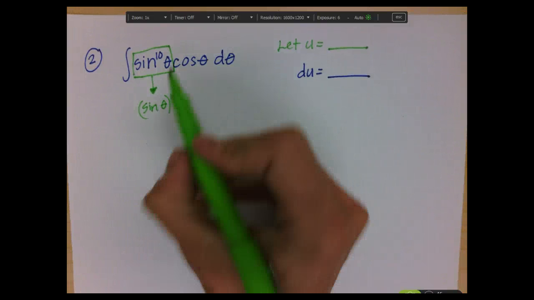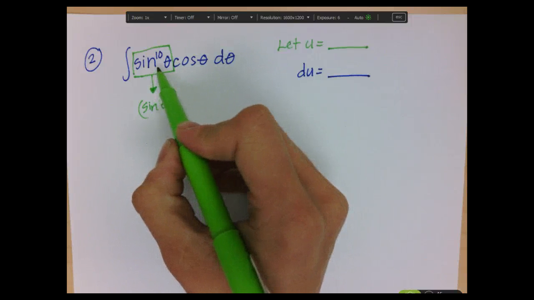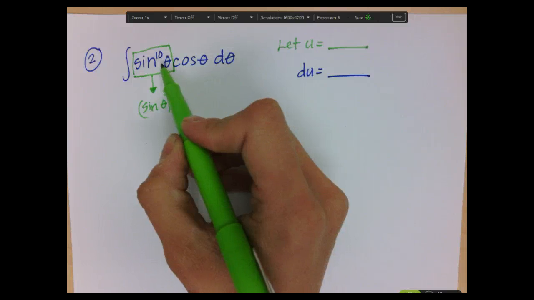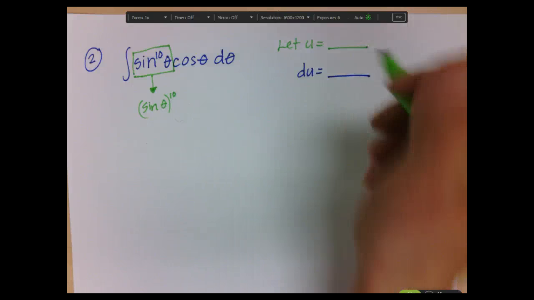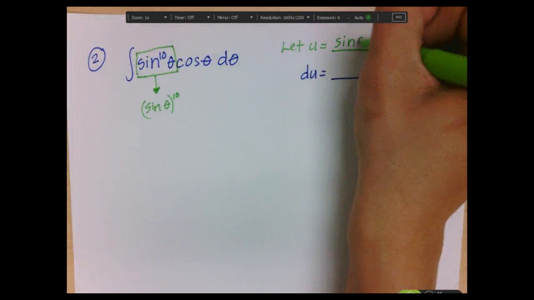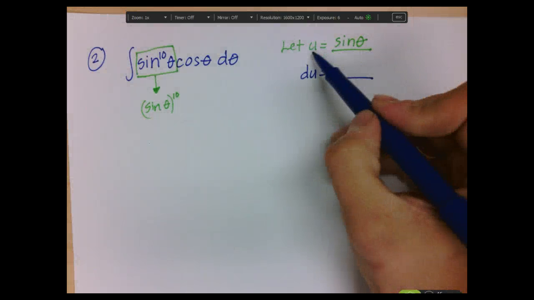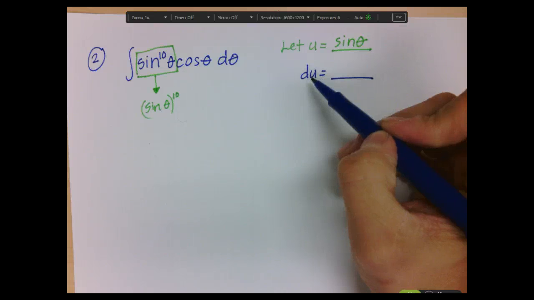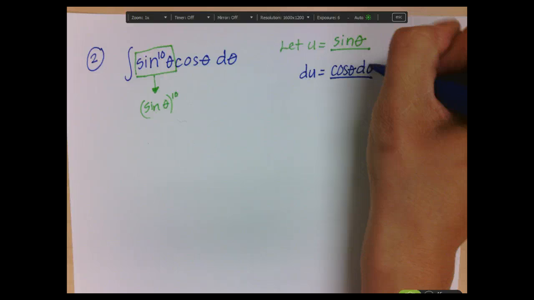So again, we have a product. We also have a chain rule, or I should say a composition of two functions. And in this composition, the innermost function is the sine of theta. And that is what I'm going to let u equal. And if I take the derivative of u, or du, I'm going to get the cosine of theta d theta.